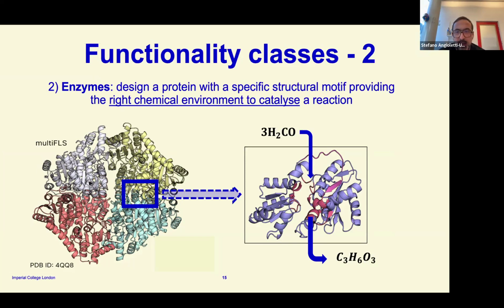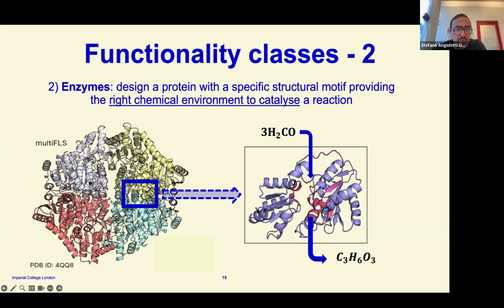And as I said, in this case, what we want to do is design a protein. So we want to design an amino acid sequence that, because of that exact sequence, folds in a specific structure. And this specific structure contains one internal structural motif. For example, one pocket that provides the right chemical environment to start to catalyze a reaction.